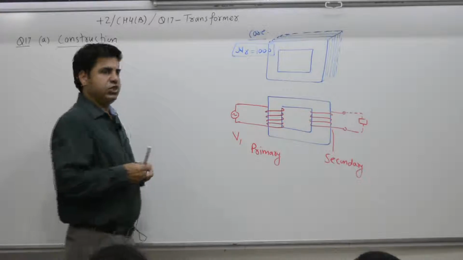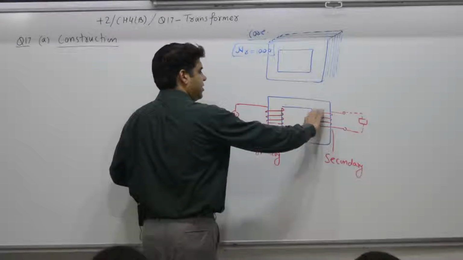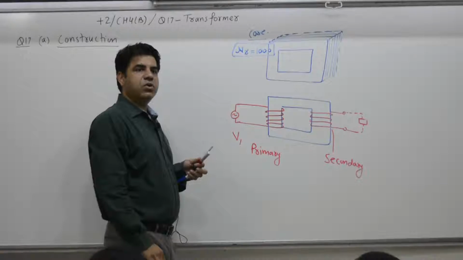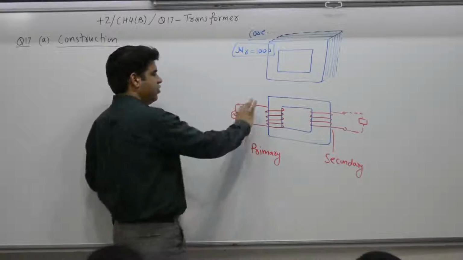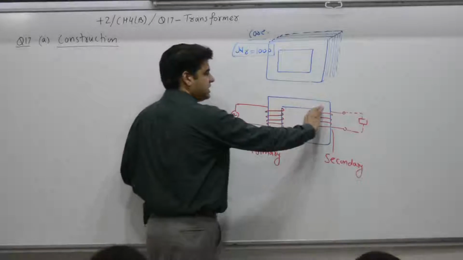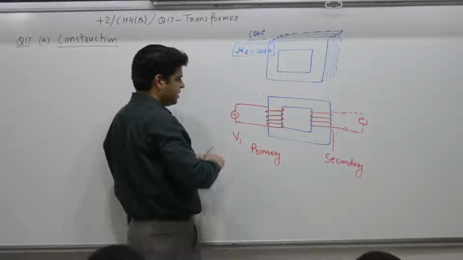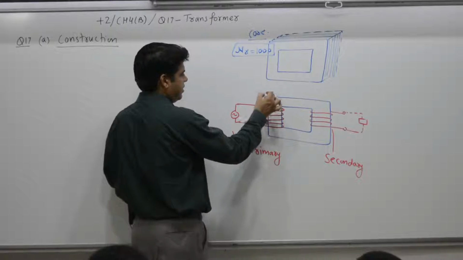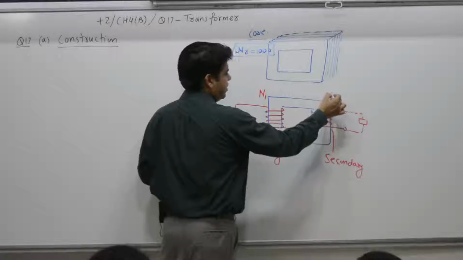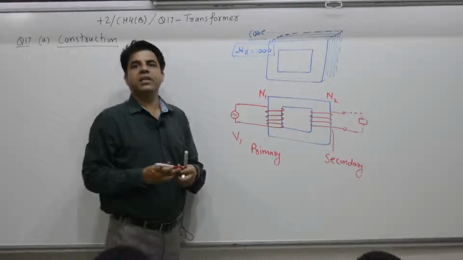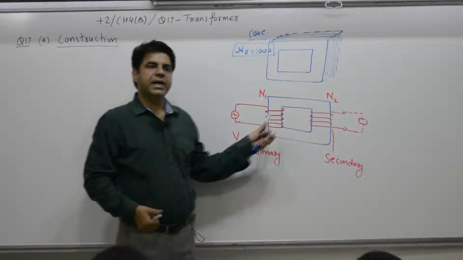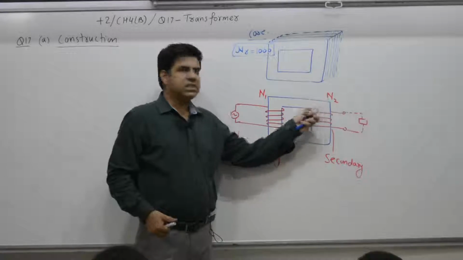You can change the voltage level by changing the number of turns. If voltage on this side is say 100, and you want less than 100, decrease the number of turns on the second side. Suppose the number of turns on the first side is N1, and on the second is N2. If N1 is equal to N2, voltage will remain the same. If N2 is less, voltage will be less.